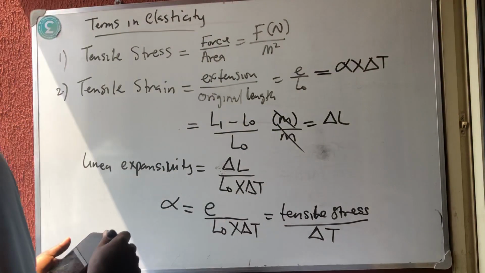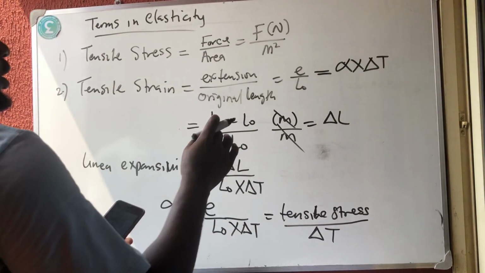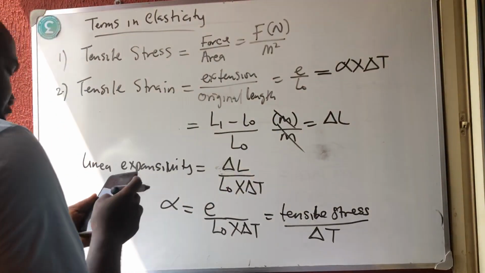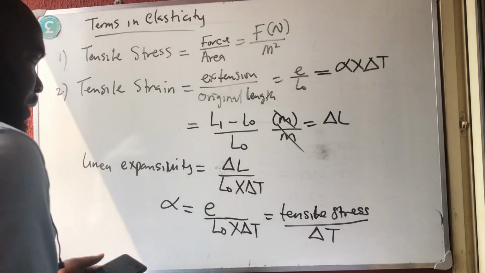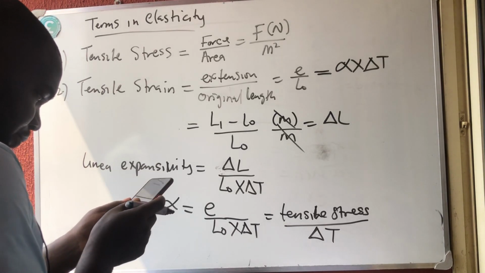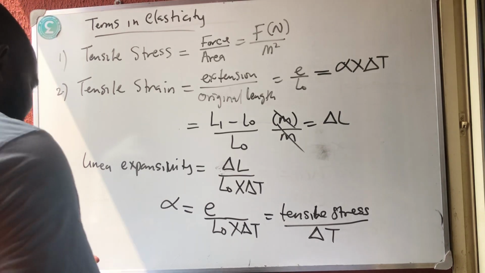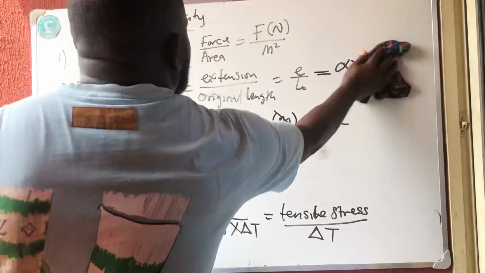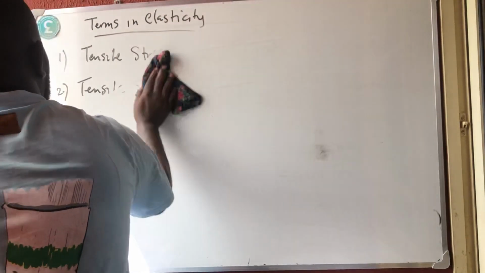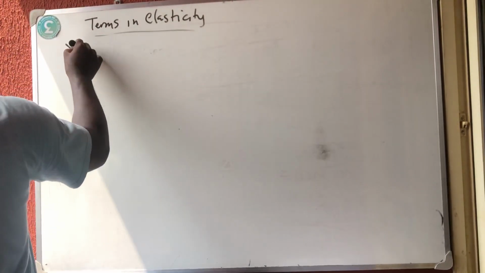Very important formula. Tensile strain is taken as linear expansivity times change in temperature. Please, very, very important formula. Okay. So the last but not the least is now Young modulus, before we start solving calculation. Young modulus.